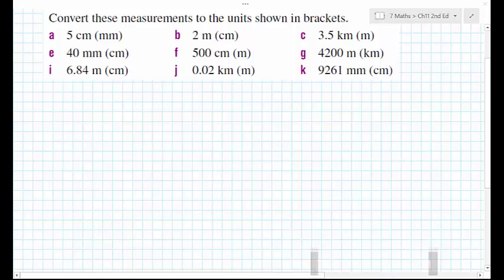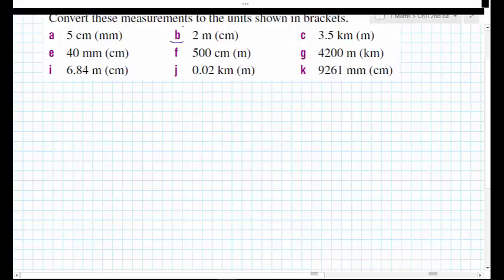Okay, so here we want to convert the following measurements and units. So let's have a look here at B. With B, what we've got is 2 meters and we want to convert it into centimeters.